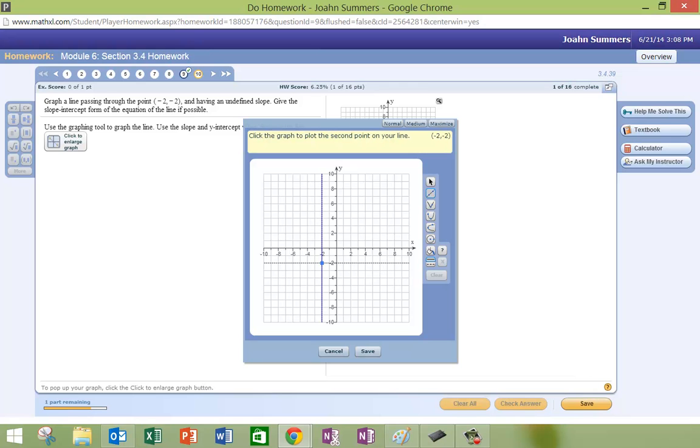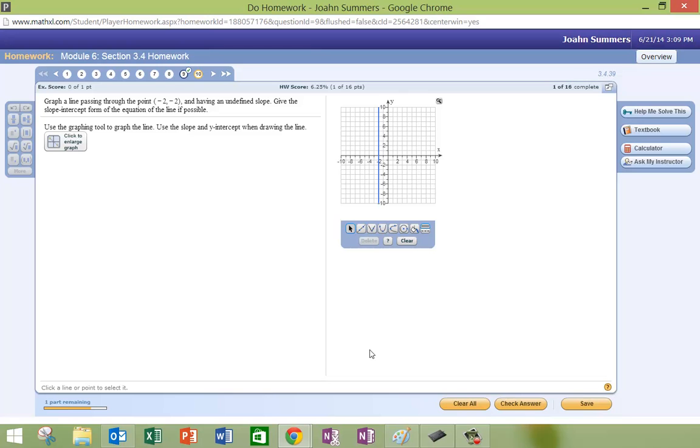Click there. Now to have an undefined slope, that means that it is a vertical line, because slope is defined to be rise over run, and I'm rising infinitely but running none, so that would be dividing by 0 and therefore undefined. So anytime you're looking for an undefined slope, you're looking at a vertical line. And just as before, I choose any other point on that line. And save and check.